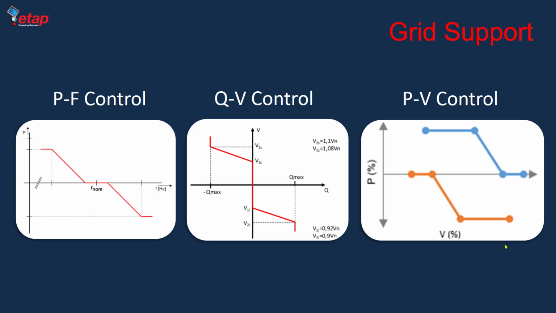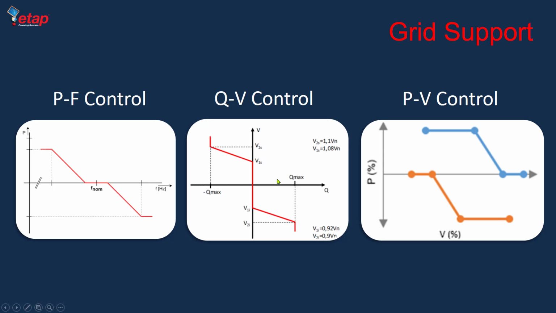Now, in the grid support, typically, there is an active power and frequency control. It means that if the frequency deviates from a nominal frequency, similar to generators, we want to have some sort of a droop to adjust the active power. If the frequency drops, you want to inject more active power. If it increases, you want to inject less.